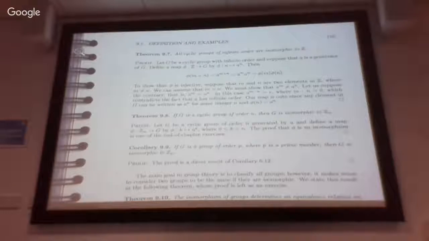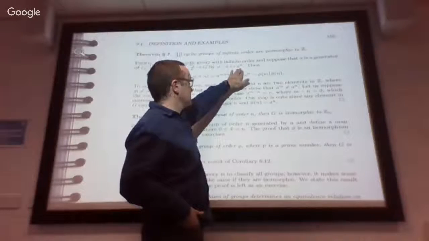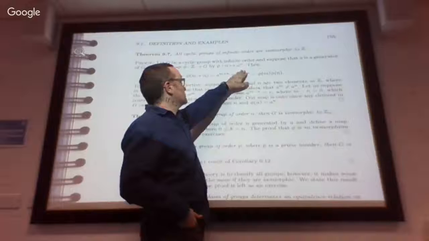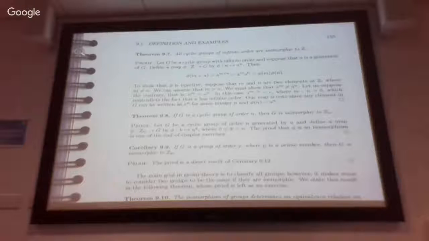So the only other thing to do is to prove that it is a bijection. Onto is clear, because by definition, if it's cyclic, everything is of the form A to some power. So it's clearly onto, because whatever the power is, phi will send that integer to that element. The only thing is to look at the injective.